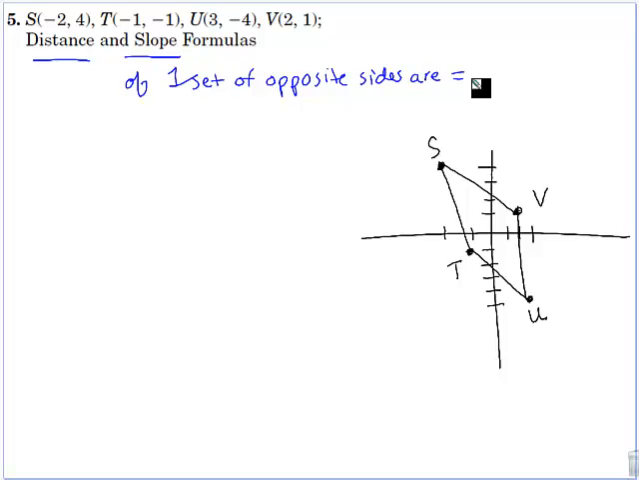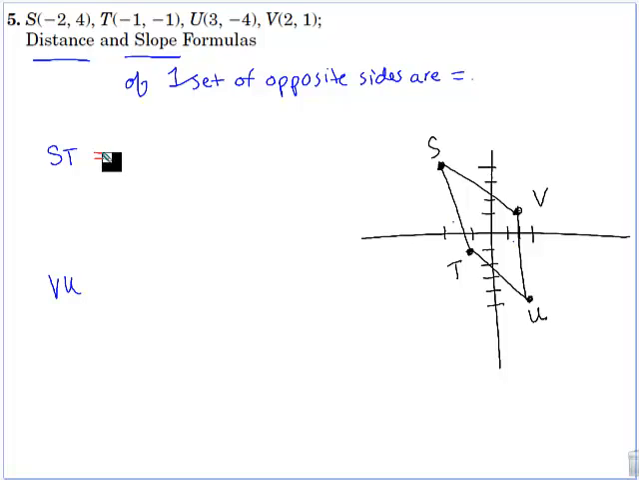So we can look at ST and VU. For ST and VU, they are opposite of each other. We want to see if they have the same slope, and then if they have the same distance. I'm going to actually use the slope formula for this one, mostly because the sketch in my graph looks pretty terrible. So I'll do the slope formula to make sure that we are doing it correctly.